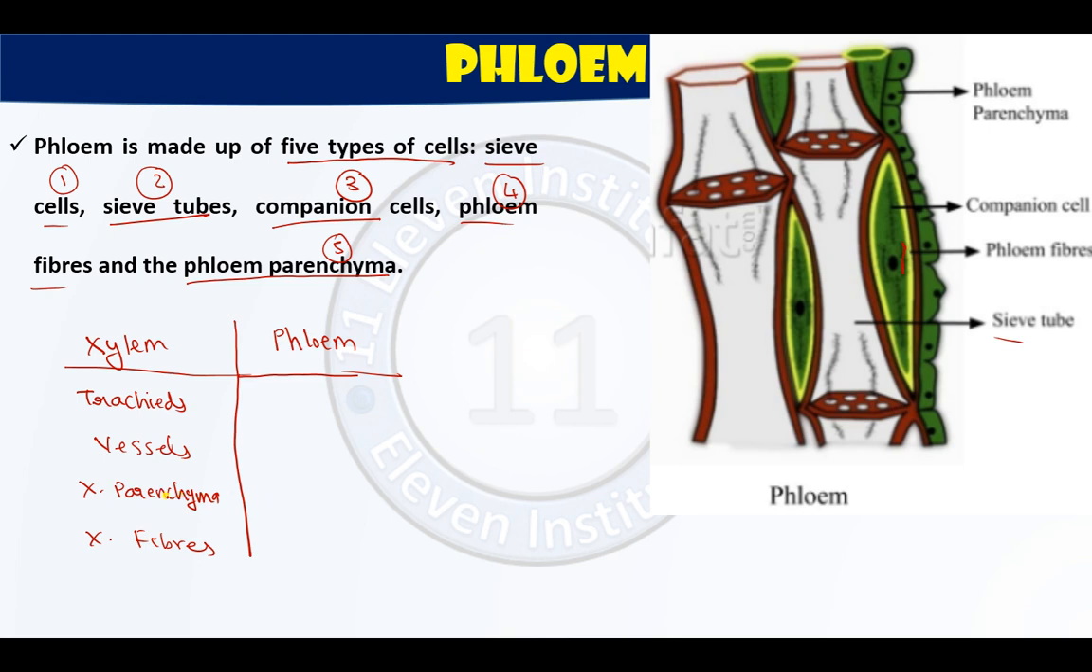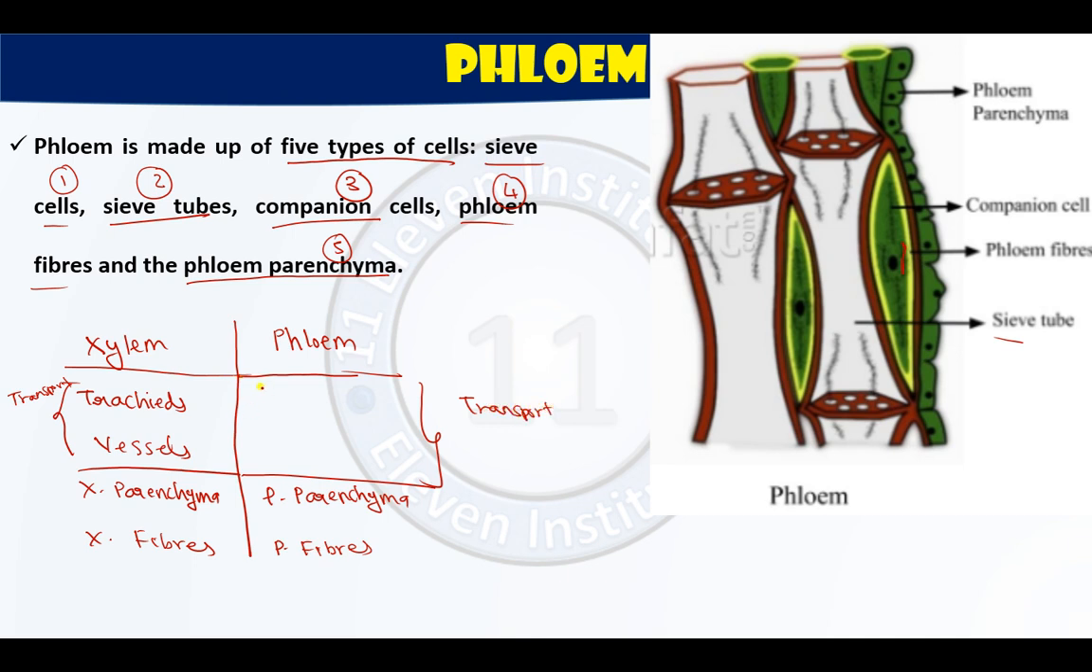Now the way in which xylem parenchyma is present over here, in the same way for phloem we have phloem parenchyma. The way in which we had xylem fibers over here, in the same way we have phloem fibers over here. Now tracheids and vessels were the two main parts. They were responsible for the transportation. In contrast, here we have 3 things which will be responsible for transportation.